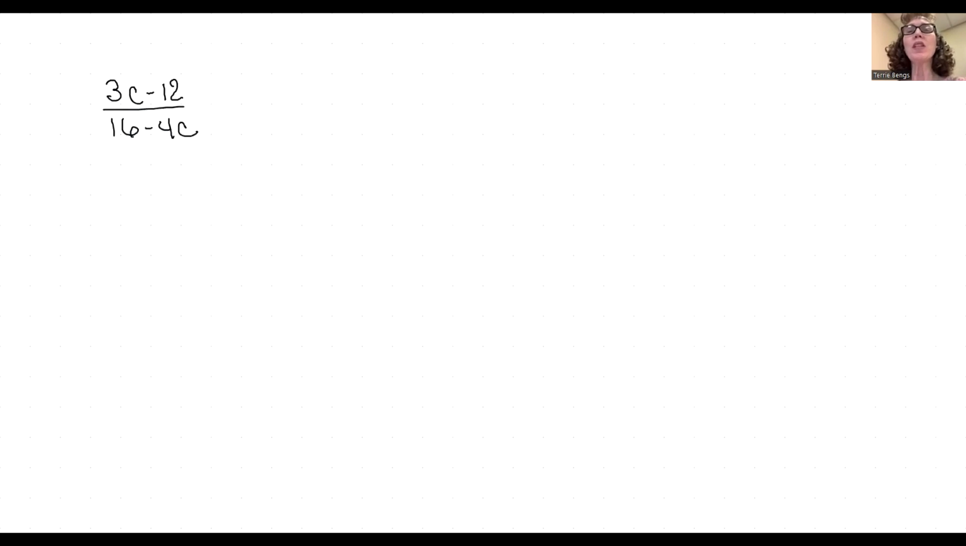When we want to simplify a rational expression, basically we want to factor both the top and the bottom and then cancel out anything that they have in common. So we're going to start here by just looking at the top, or the numerator. I'm just going to bring it over to the side. We have 3c minus 12, so we can work with it a little better. And we want to factor that.